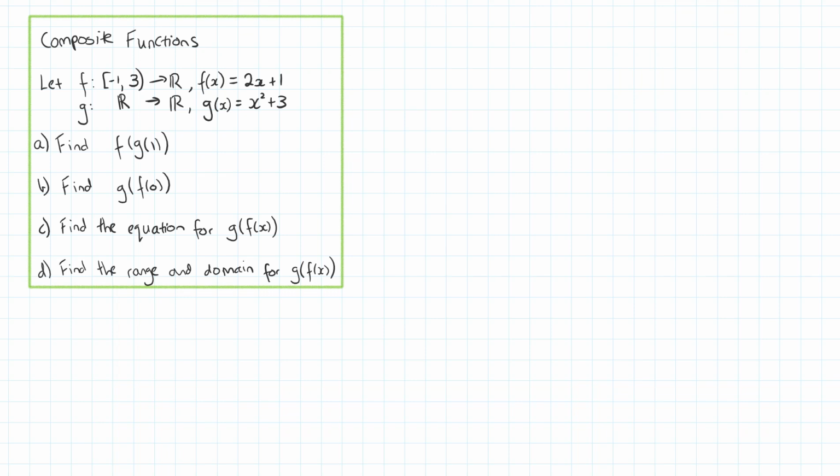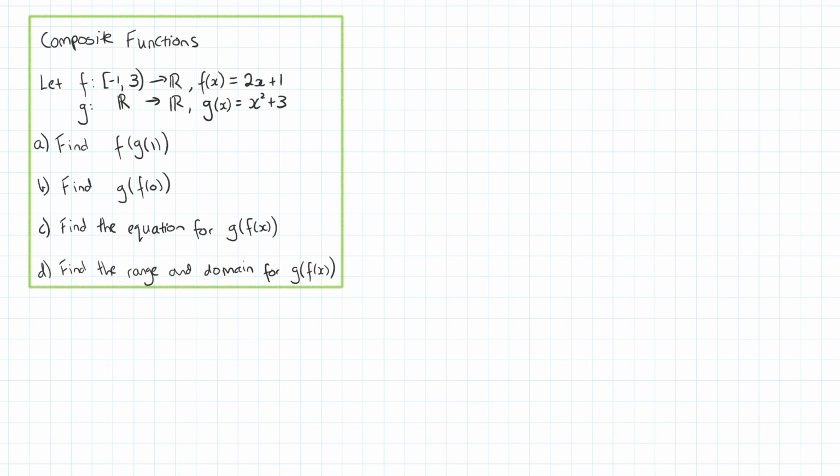So today we're going to look at composite functions. A composite function is essentially a function that's stuck inside another function. So we've got two functions here. We've got function f, and f is a straight line 2x plus 1, and it has a restricted domain between -1 inclusive and 3 not inclusive.